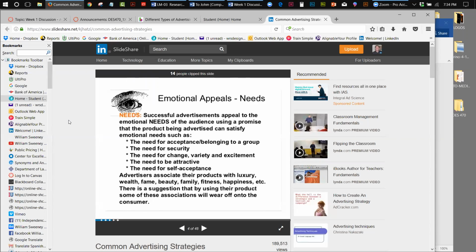It can be the look of the image, the graphics that they use. There's more than one way that you can associate a product with luxury, visually as well as with the word. There is a suggestion that by using their product, some of these associations will wear off onto the consumer. That's essentially why some of these people actually buy this product, because they want to be associated with that particular product, thinking that others will see them in a particular light.